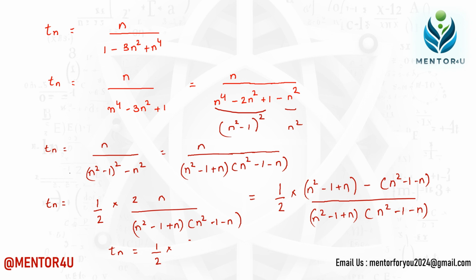So it will be 1 by n square minus 1 minus n, minus 1 by n square minus 1 plus n. That's it. So we already discussed in the last slide, let me just take it to the next page.